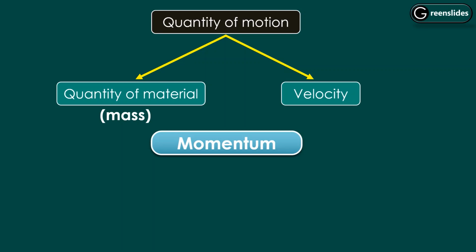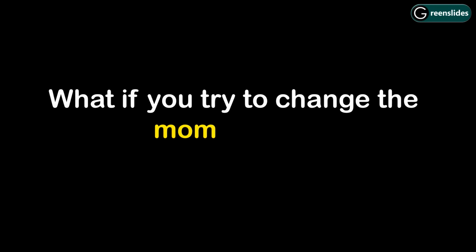And that is why if we form an equation for it, it is actually equal to the product of mass and velocity of that body. So P is equal to m times v, where v is the velocity, m is the mass, and of course P is the momentum. Now there is a question. What is going to happen if you try to change the momentum of the body?